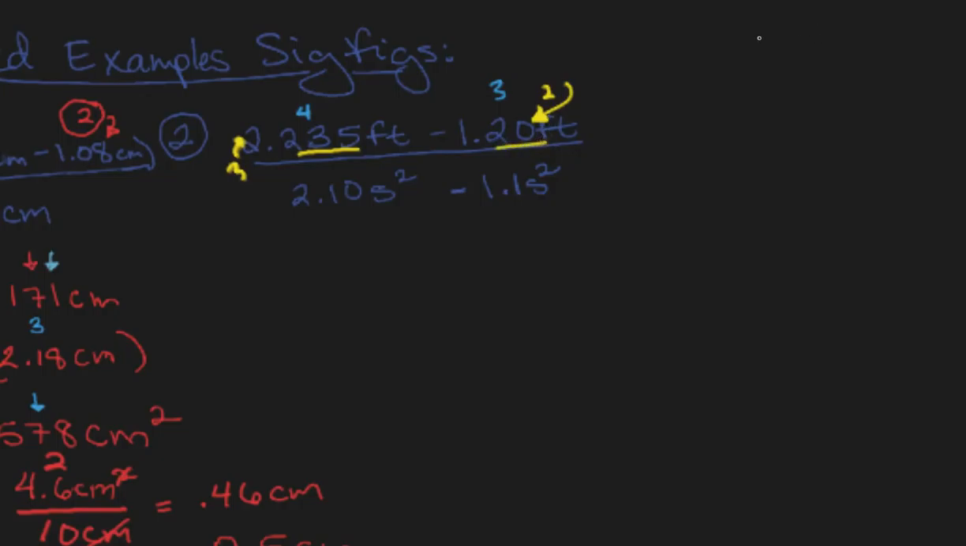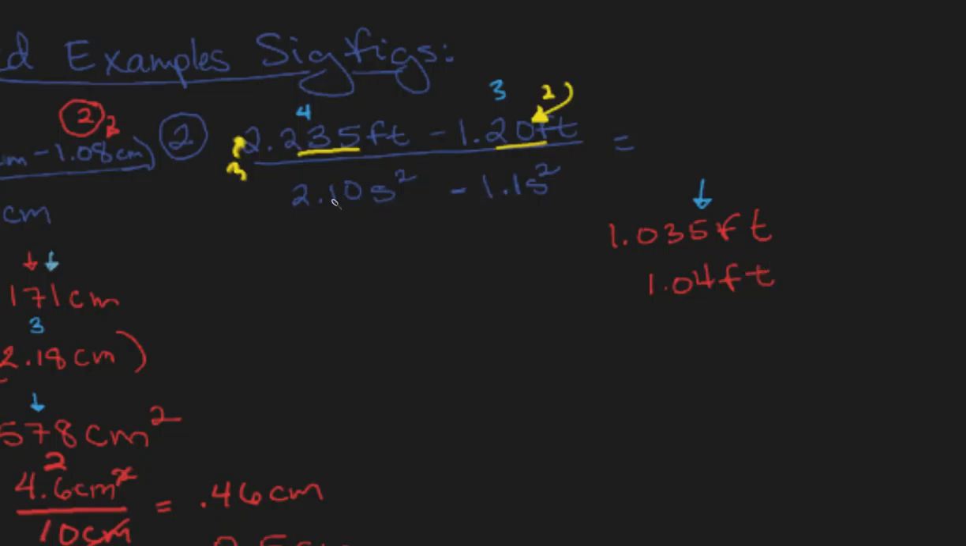So we got 2.235 minus 1.20 equals 1.035 feet. Oops, let's do that in red. Now, we only want 2 spaces after the decimal. So when we look at this number here, we see that it's a 5. So this needs to now become a 4. So it becomes 1.04 feet in the numerator.